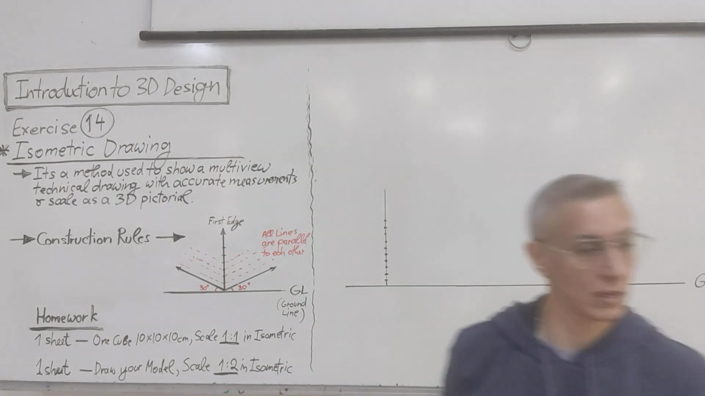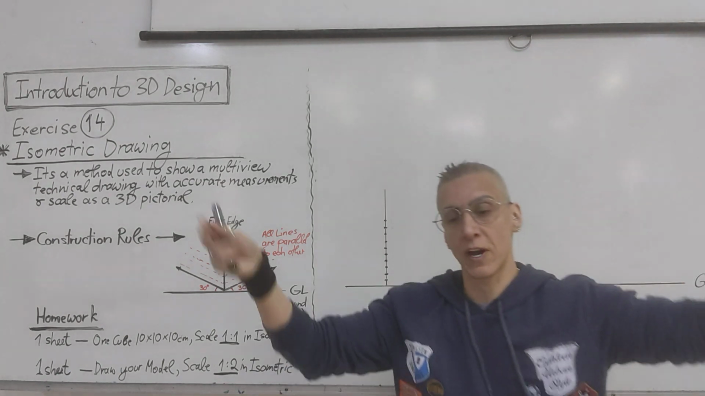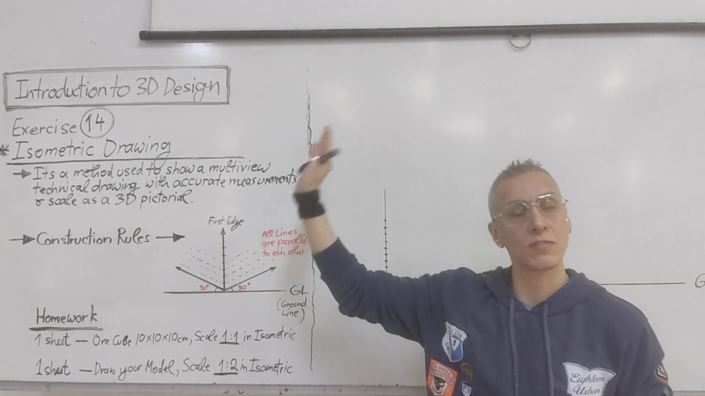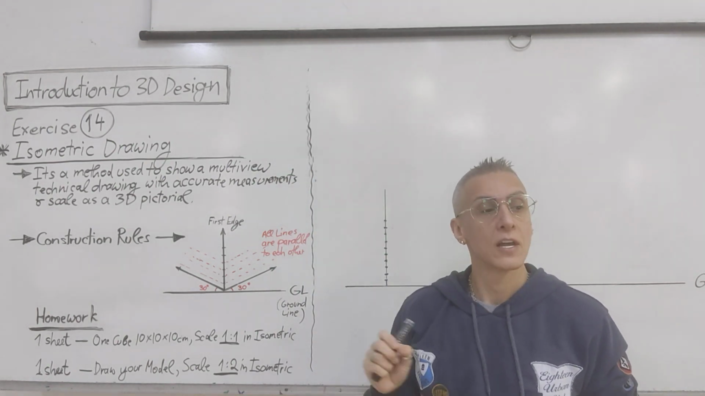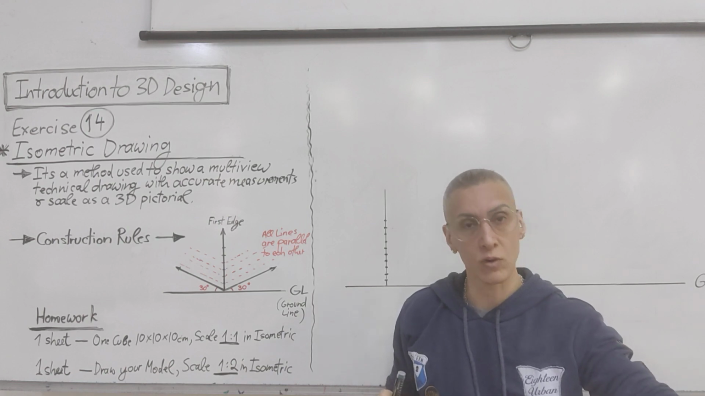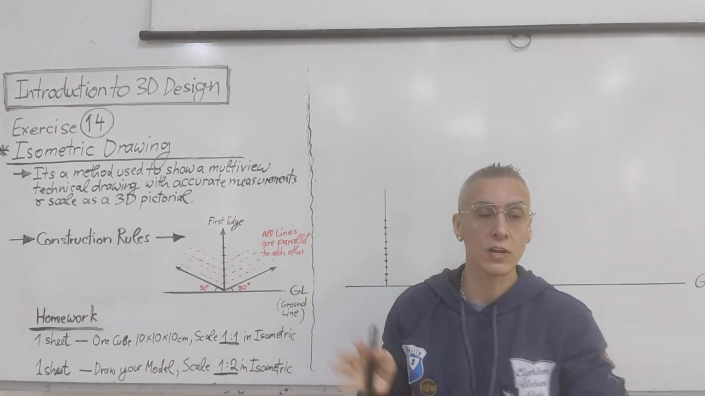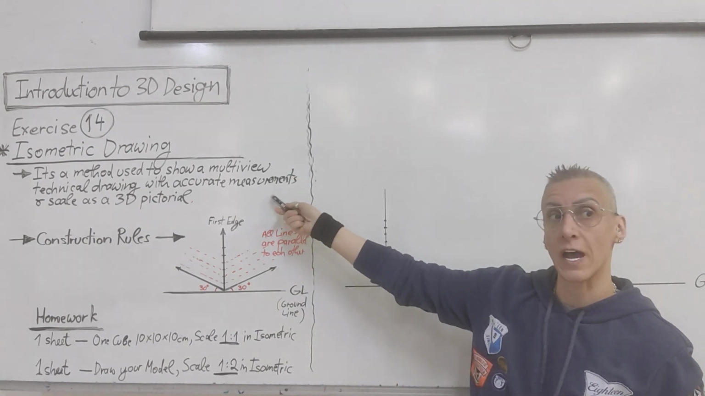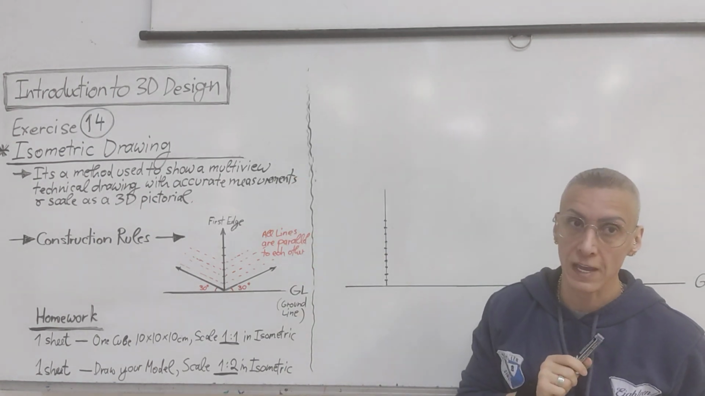So this is not like perspective, where we go to the vanishing points, we don't have measurements. No, here we have measurements, we have scale. So if we are using the same scale as the orthographic, you will apply it on the pictorial. If it's another scale, you will apply it. But in all cases, it has accurate measurements and scale.